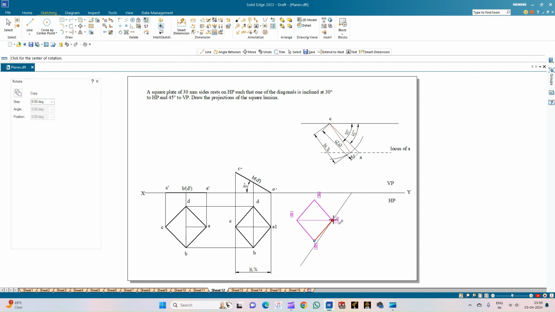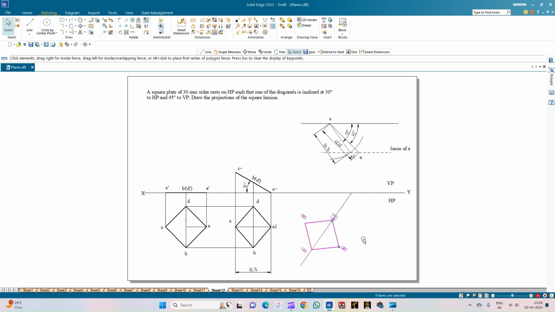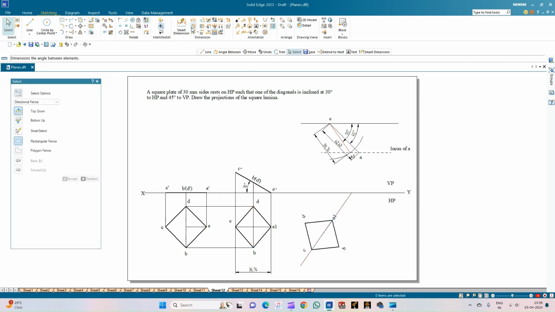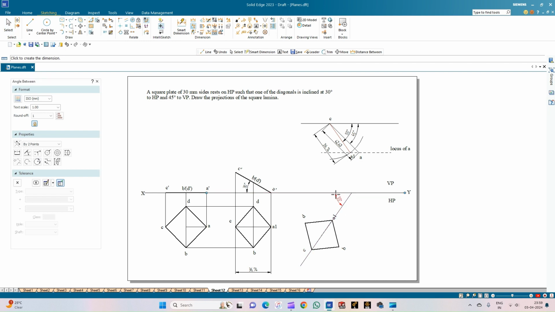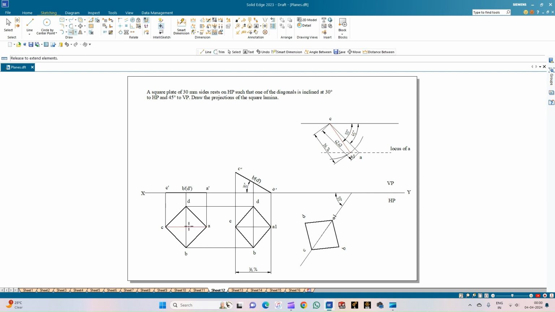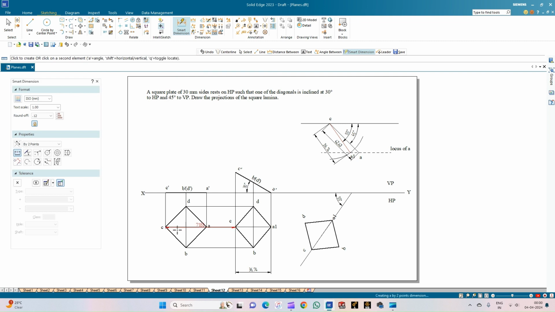First point of rotation, second point of rotation, tilt until it is going to be overlapping on this XY line. So just show the angle between. So it is 55 degrees. So now you can just extend this projection lines and then show the dimension of the diagonal in the initial position, and also show the dimension of the one side of the square, which is 30 mm.